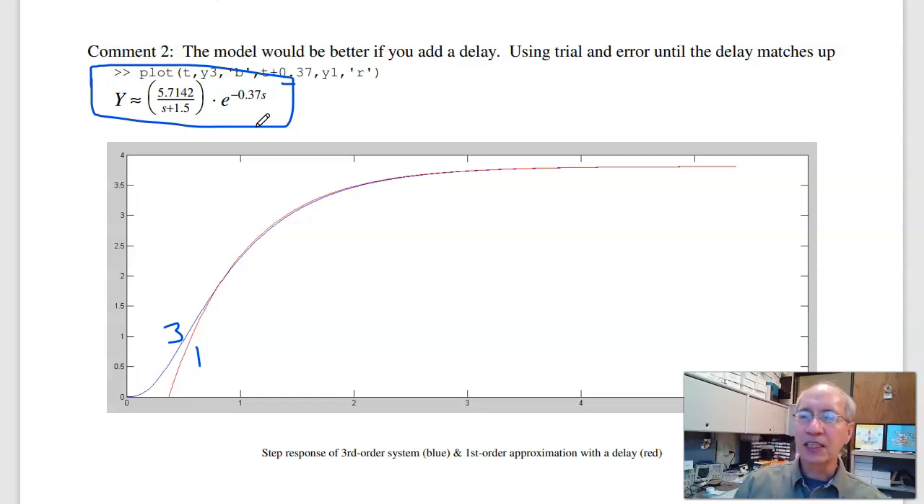The problem with the delay is I don't have poles and zeros, and in techniques that we'll be using later on, like root locus, I don't know what to do with a delay. So oftentimes we ignore the delay just because it doesn't fit our tools. But it's a little bit better model if I do include it.